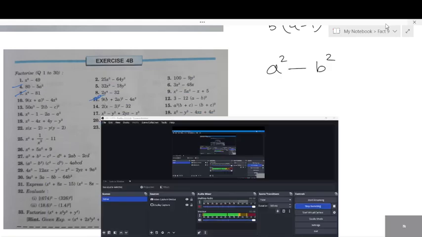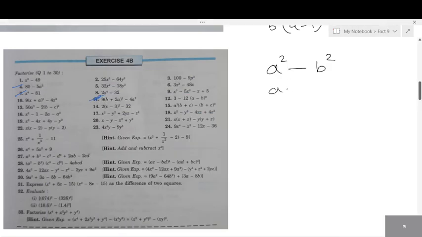What's the formula for this? That's a plus b into a minus b. Yes, you have to check all the values, students. The first one should be a square, and the second one should also have perfect square numbers. Take any question, for example, the second question, 25x square minus 64y square.